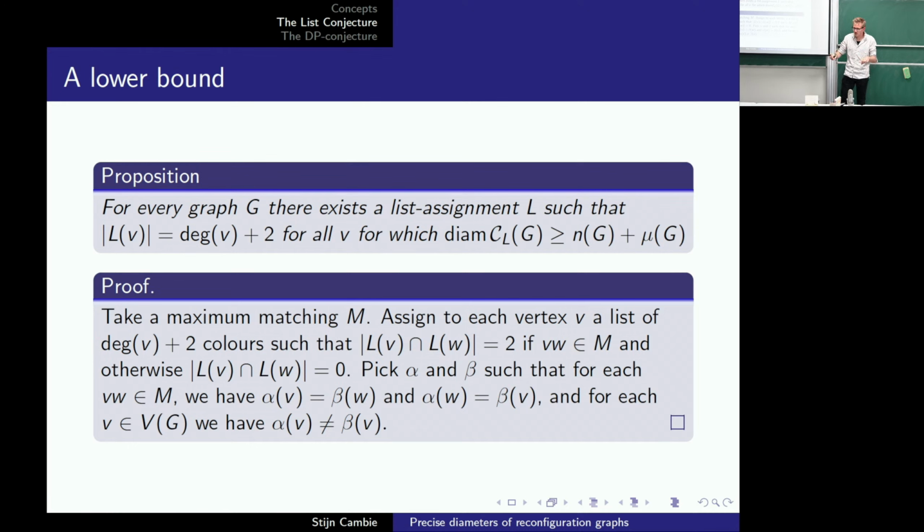Then we don't have any obstruction about choosing those 2 colors which are in common as the colors of the end vertices of this one selected edge, because all the other lists are disjoint. So we can have the swap, and so n plus mu was really a lower bound. Okay. So in that sense, n plus mu seems like a nice bound.